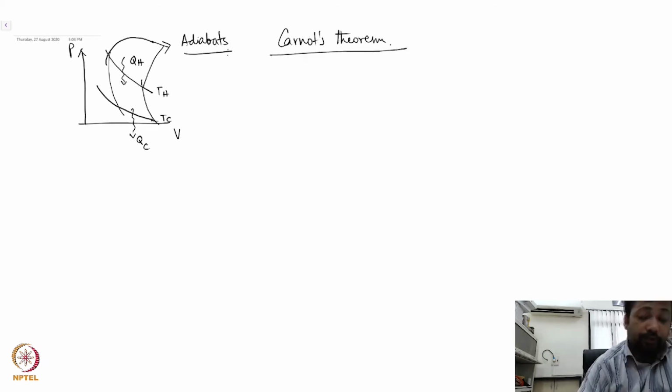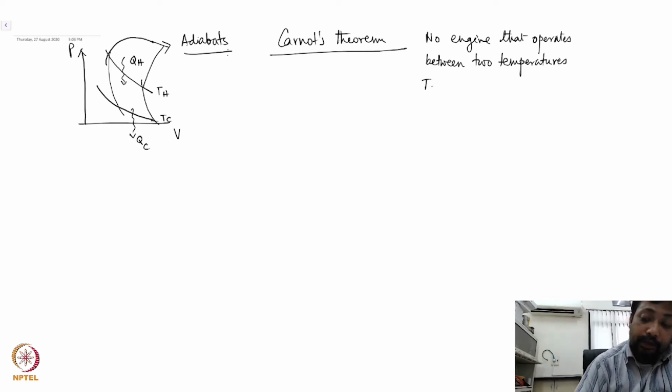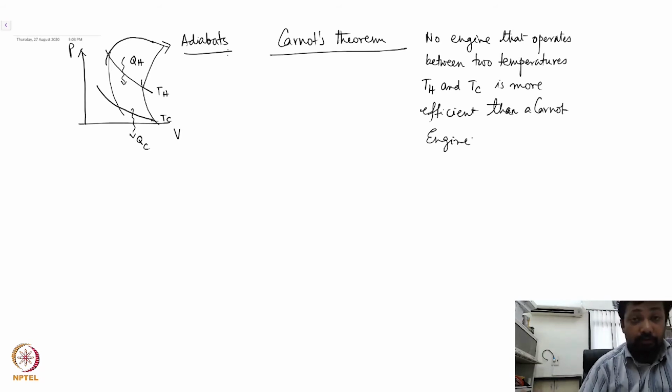Now Carnot's theorem tells you the following: no engine that operates between two temperatures TH and TC is more efficient than a Carnot engine. Remember, what is so special about a Carnot engine? Because all my processes are reversible.